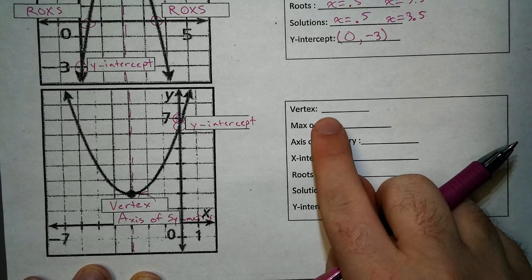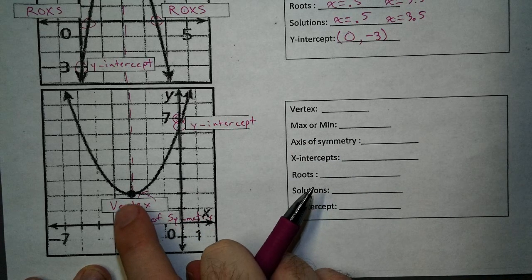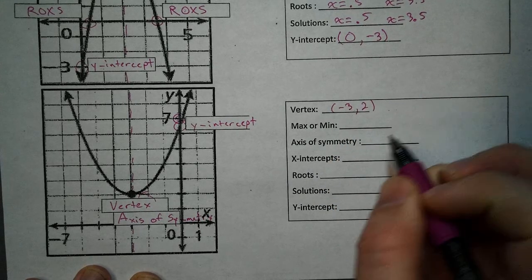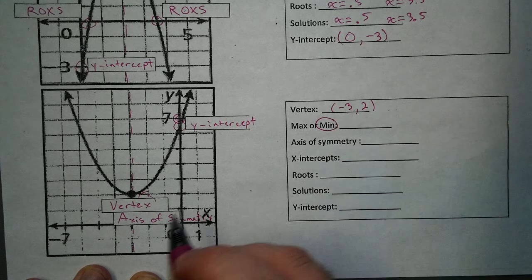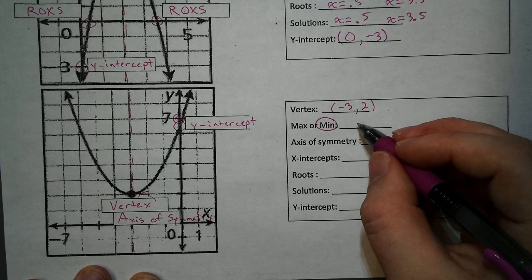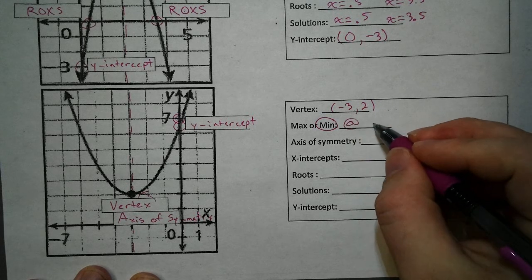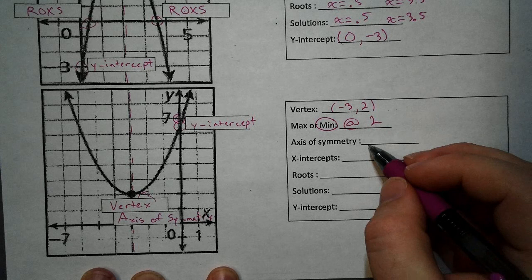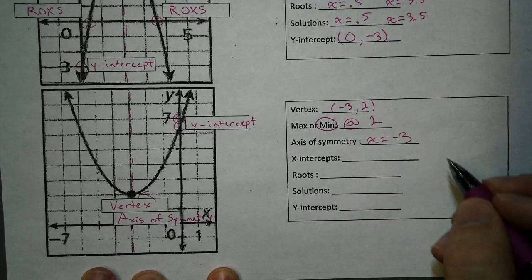Well, this one, my vertex is at -3, and then it goes up 2. So it's at (-3, 2). This one, my vertex is at the bottom, so it's a minimum, and the lowest it goes is 2. So the minimum is at 2. Axis of symmetry, always x equals. My vertex, the x value is -3, so x equals -3.